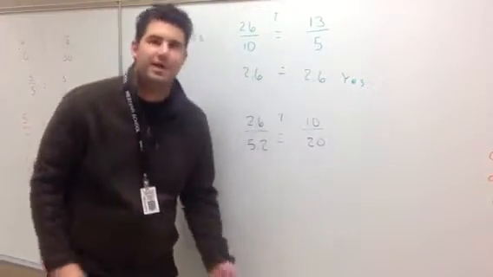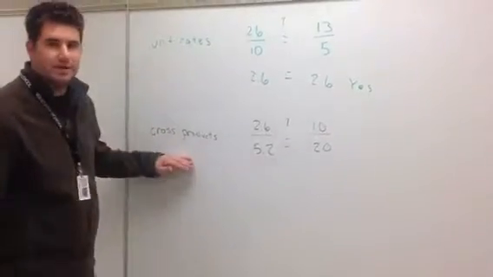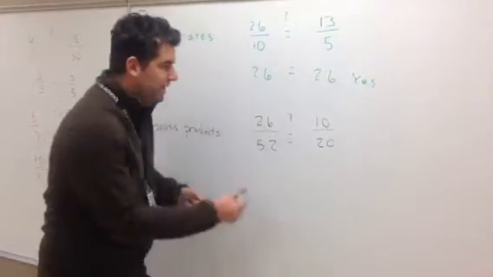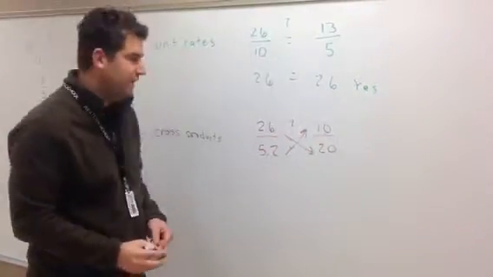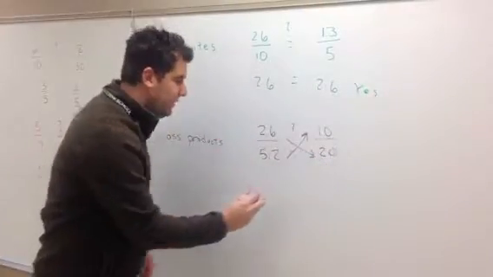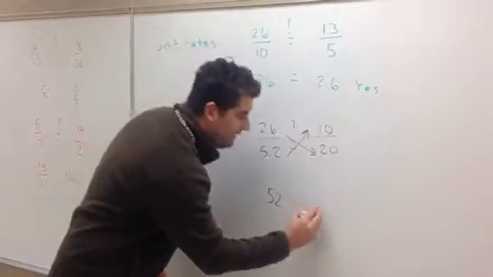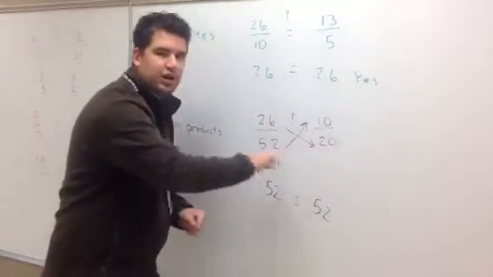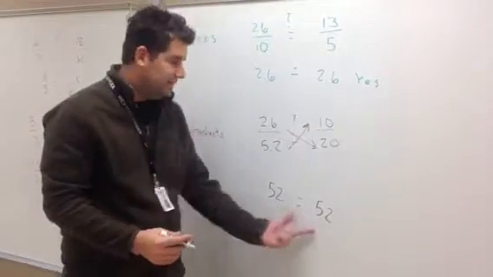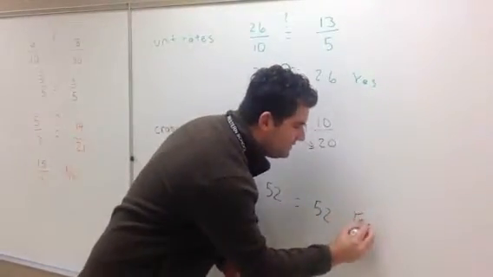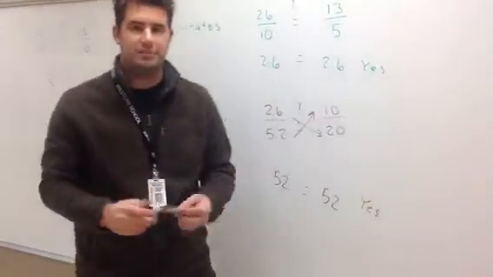The last method, and the method we're going to use a ton over the next few sections, is cross products. This is when you multiply diagonally, right there and right there. Okay? 2.6 times 20 is 52. 5.2 times 10 is 52. When you use cross products, these two things should equal each other if it's proportional. Since they do, this is yes. If they didn't, it would be no. And those four methods will show you if things are proportional or not.